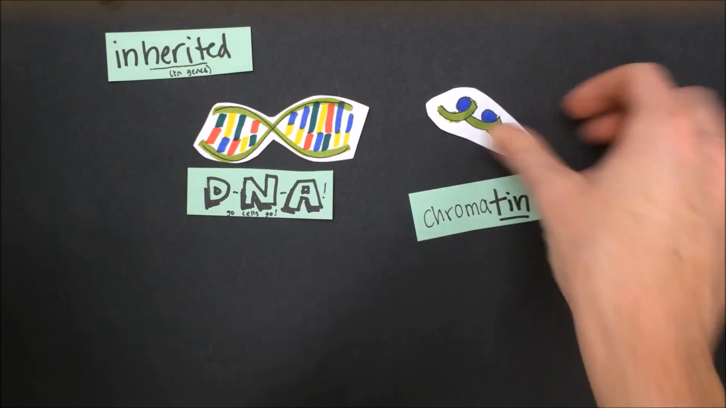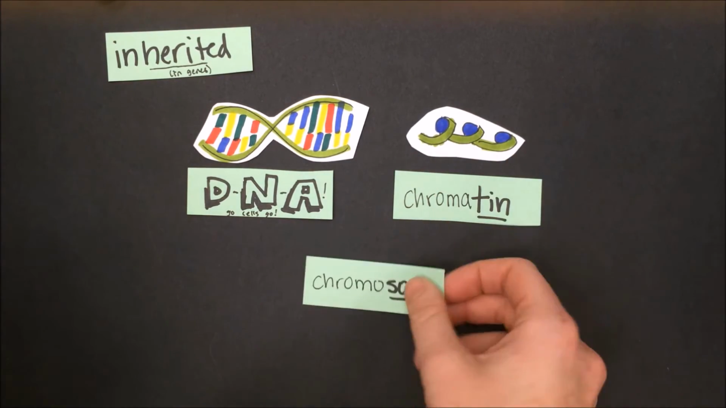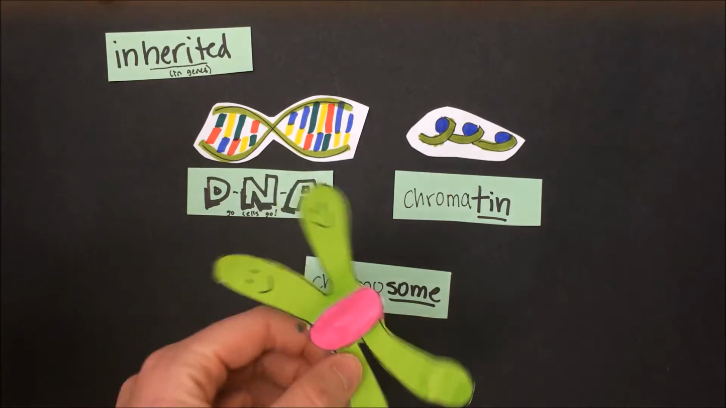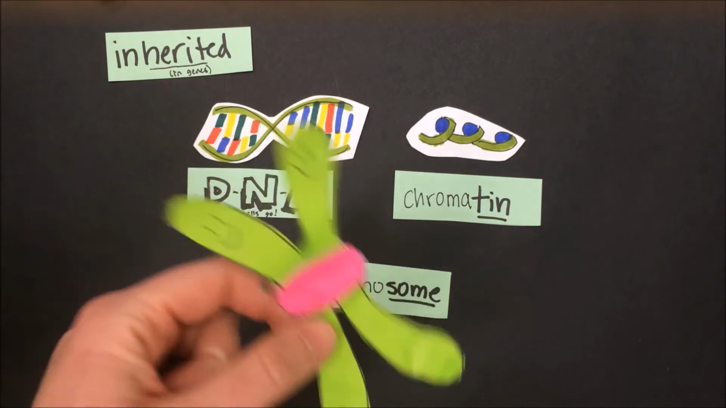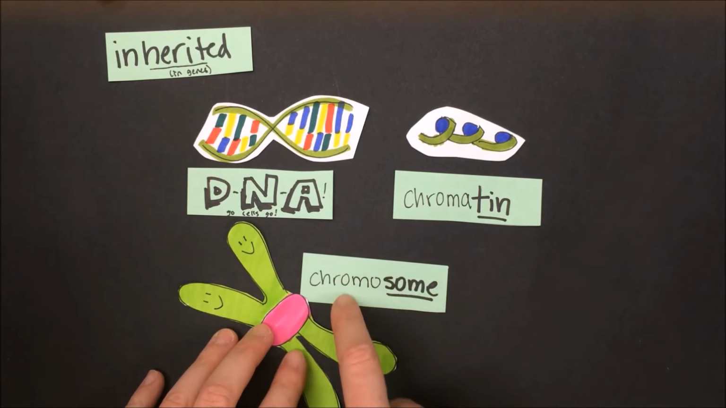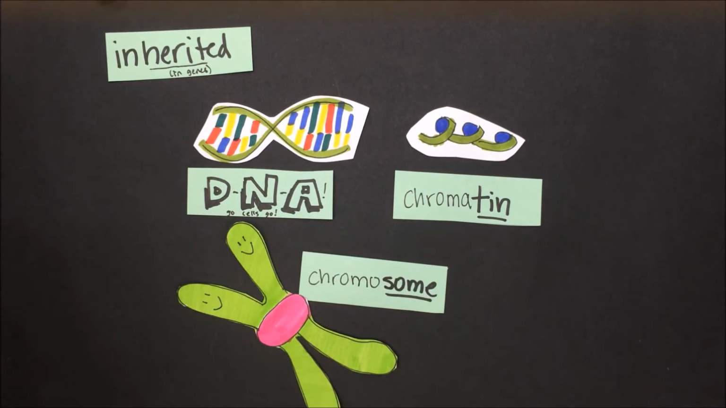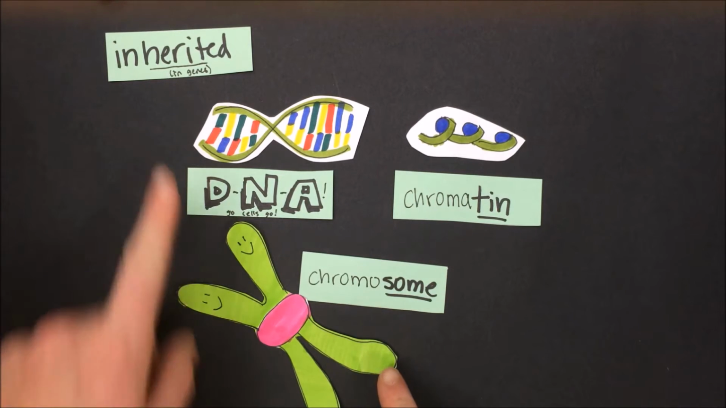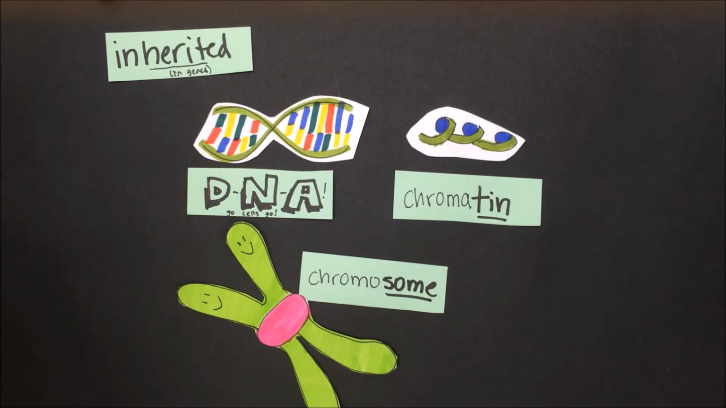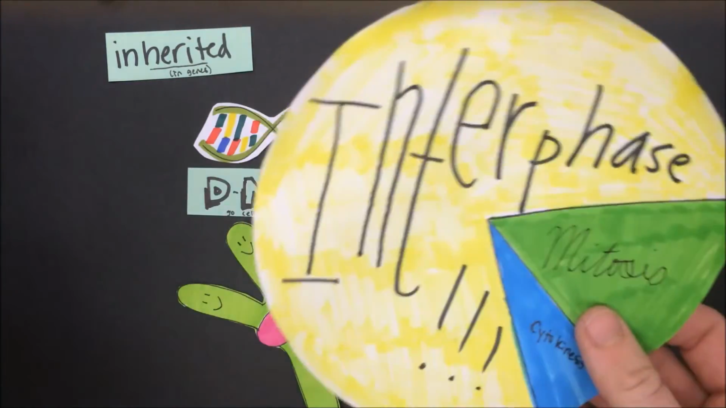DNA, when it's condensed, is chromatin, and when it condenses even more, is a chromosome. We met these chromosomes for the first time in our cell cycle unit. But all of these chromosomes contain the DNA information, the code that makes all living things what they are. These inherited traits are passed down from generation to generation because this DNA is copied. This DNA is copied in the cell cycle.